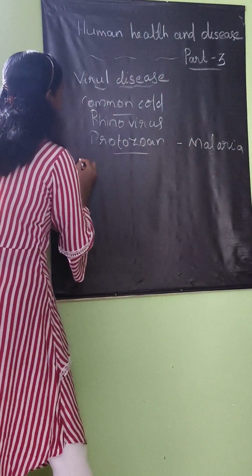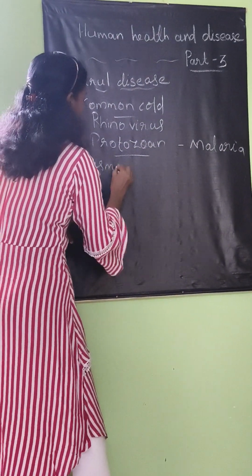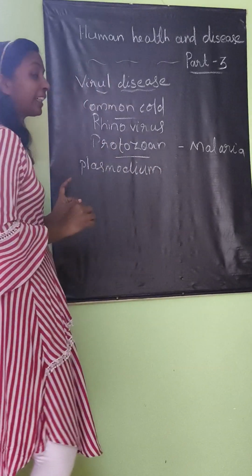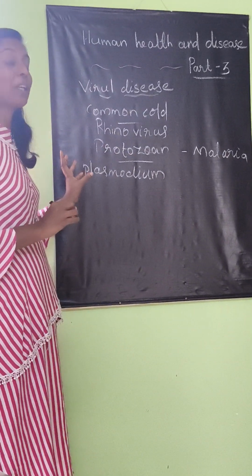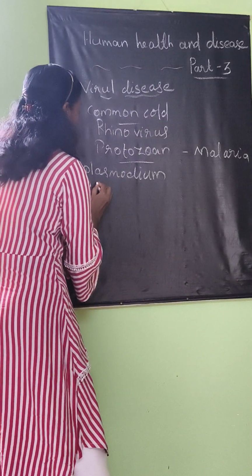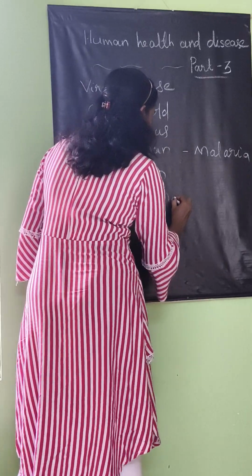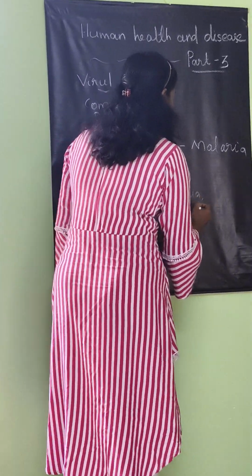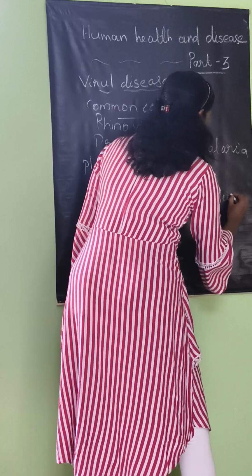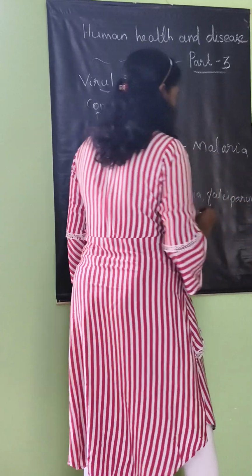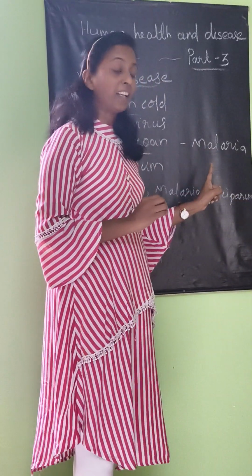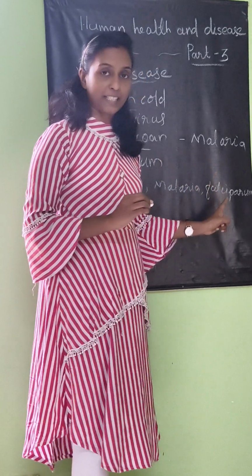It's caused by plasmodium. And there are three different species of this plasmodium, that is plasmodium vivax, plasmodium malariae and plasmodium falciparum. And here you can understand that malignant malaria is caused by plasmodium falciparum. This plasmodium falciparum causes malignant malaria. It's severe and it is fatal.